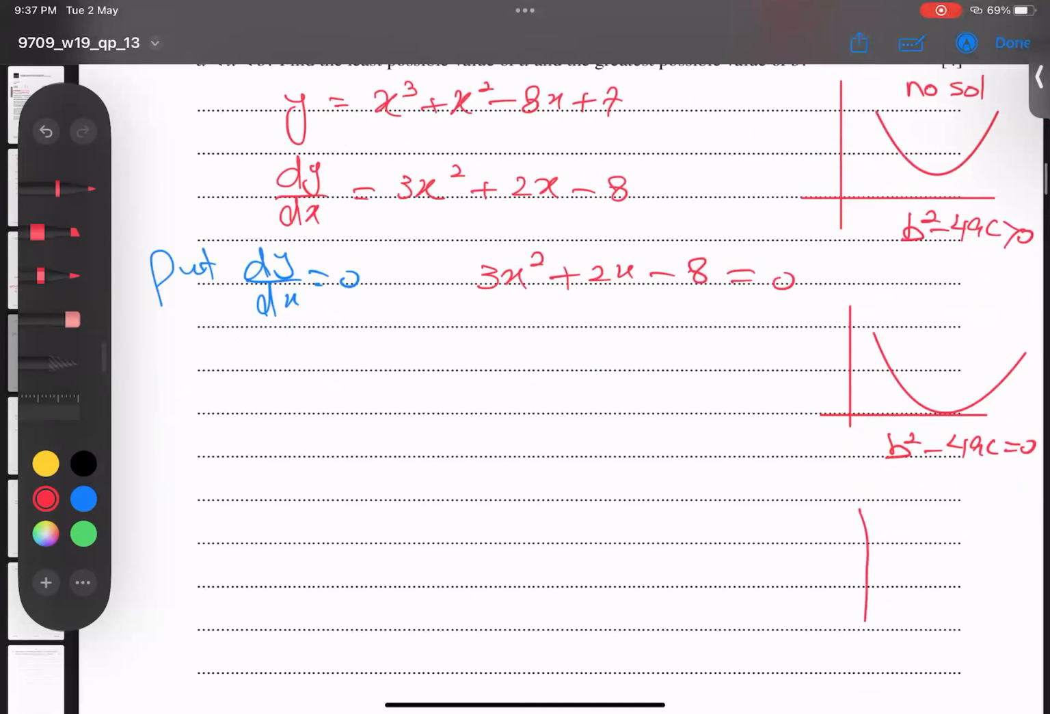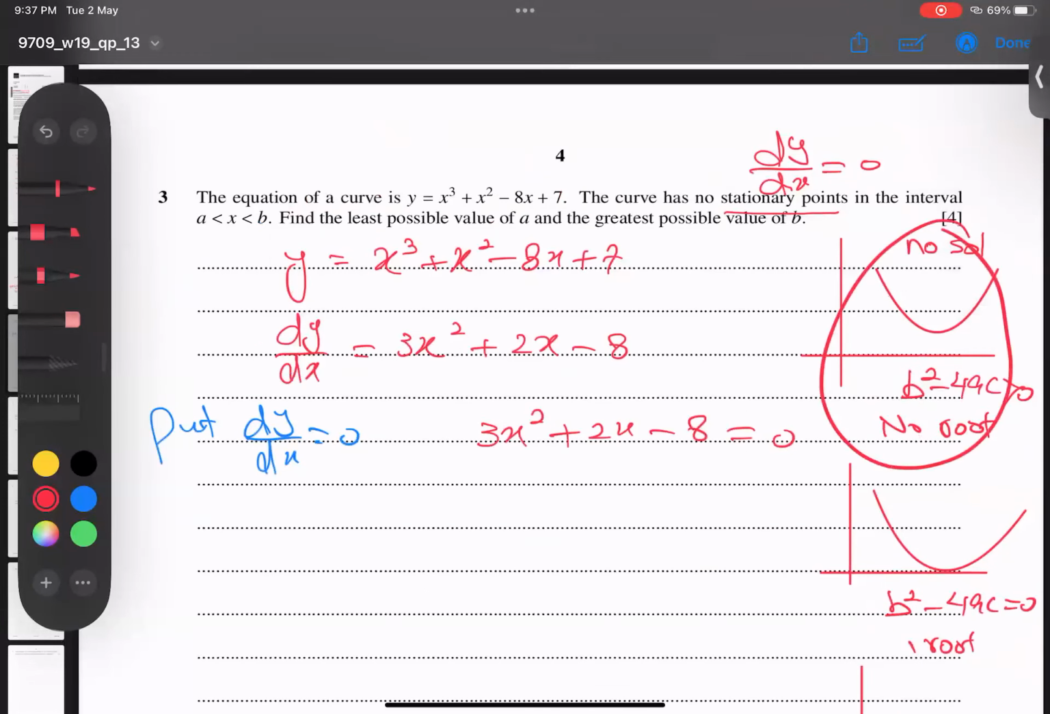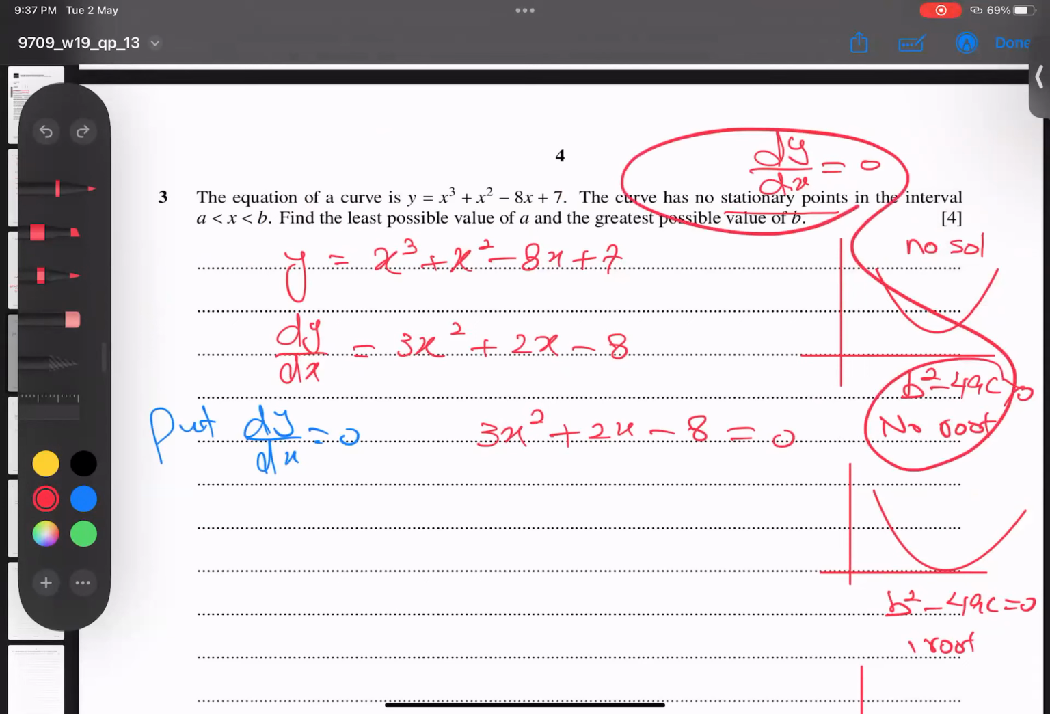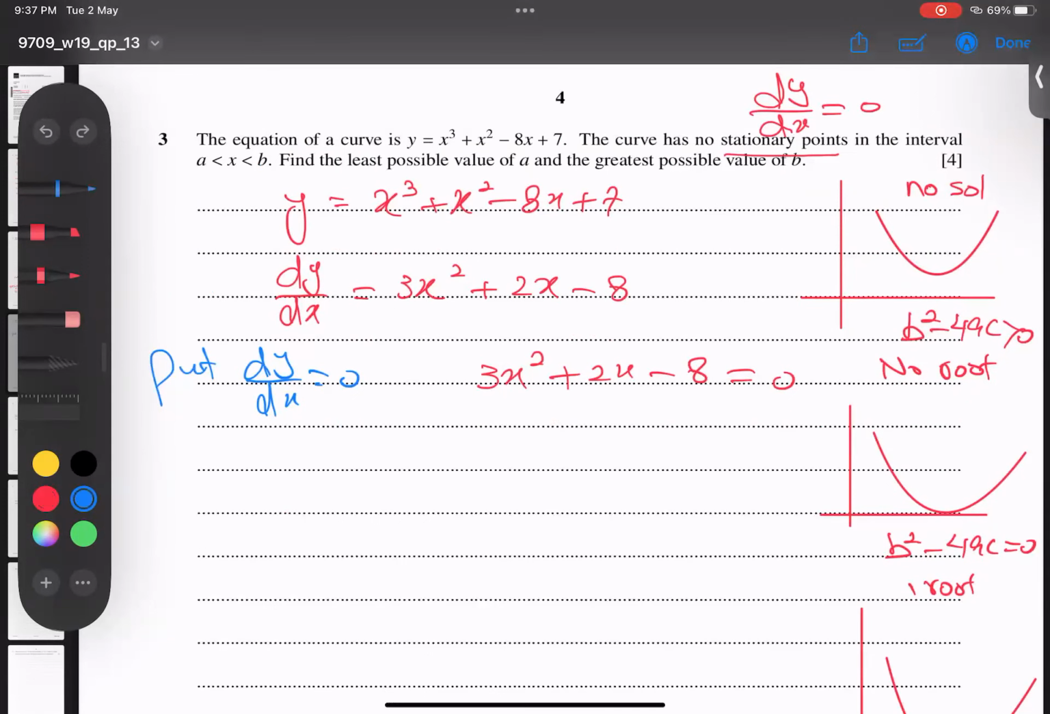In the third option, we can say that 2 roots are there, so the curve will cut at 2 spots. Here 2 roots are there, here 1 root is there, and here no root is there. And this first condition we will use, because no root means no stationary point. So this idea we will use here. According to the situation, a value is 3, b value is 2, c value is minus 8.